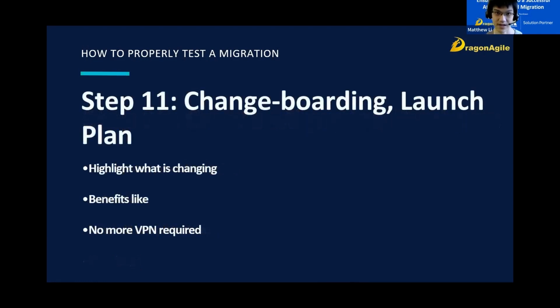So the last step is change boarding and launch plan. This is just to prepare training, documentation, or communications in order to highlight what's changing and why it's changing. This includes benefits such as Atlassian Access, which removes the need for a VPN in the server site.